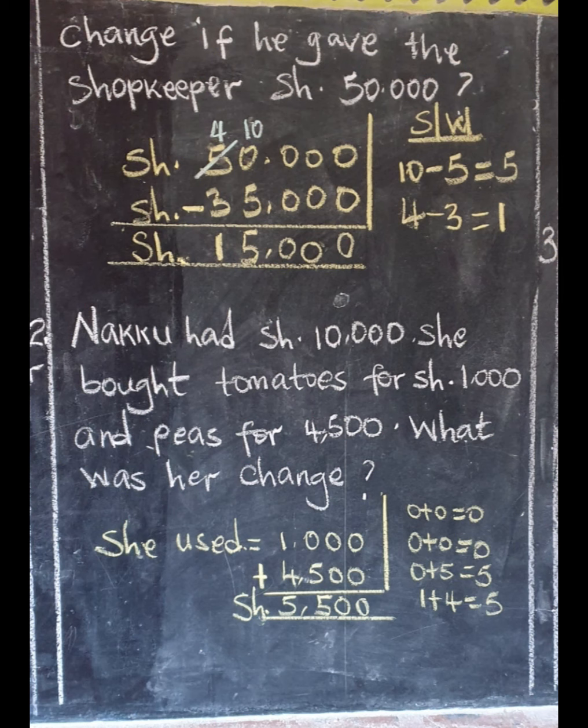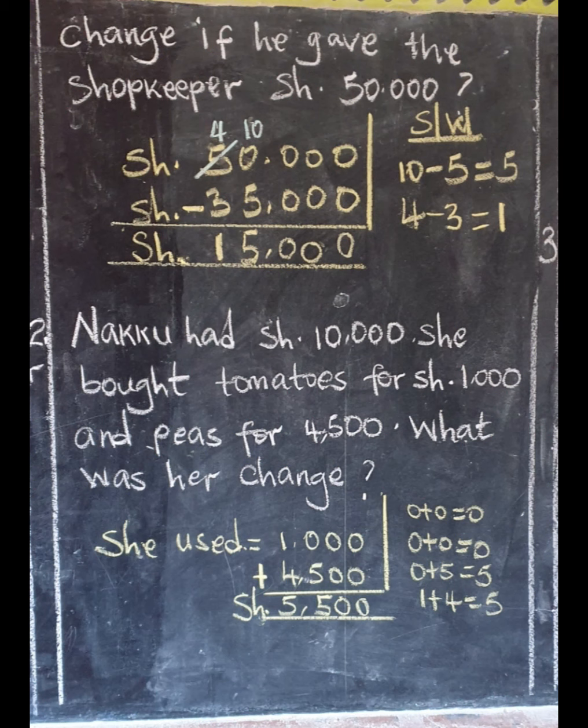Then we go and borrow. Because 0 is less than 5, we shall go and borrow from 5. We borrow there 1 and 1 will come when it is equaling to 10. And then we add 10 plus 0, we shall get 10. Then 10 take away 5, we shall get 5. Then we remember here we borrowed there 1 and we remain with 4. 4 take away 3, we shall get the answer as 1. So Obo's change was 15,000 shillings. When you take away 35,000 from 50,000, you remain with 15,000 shillings.